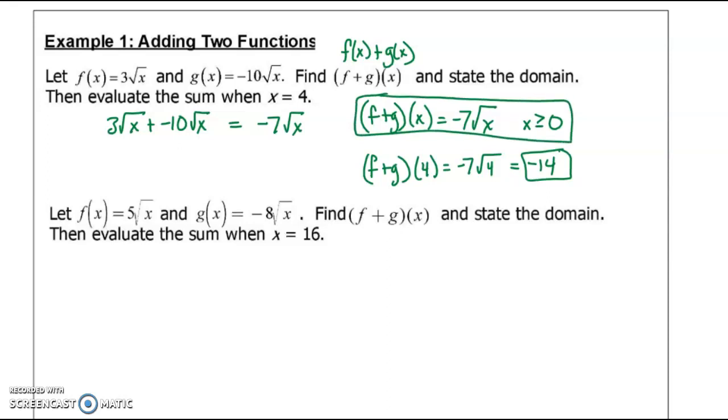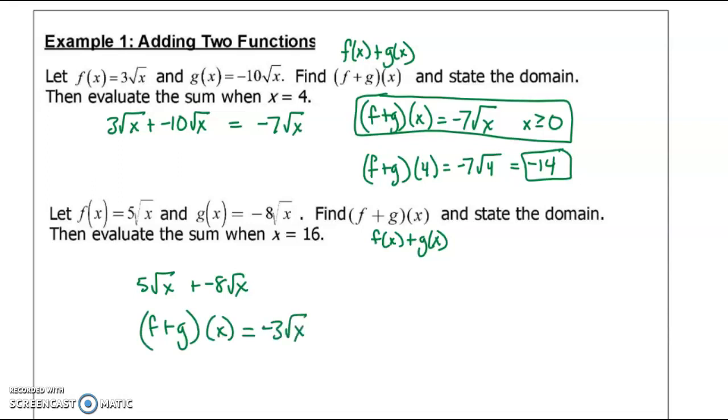Okay, let's try another one real quick. f plus g of x is the same as taking f of x plus g of x. So we're going to have 5 square root x plus negative 8 square root x, which we then find is 5 minus 8, negative 3 square root x.